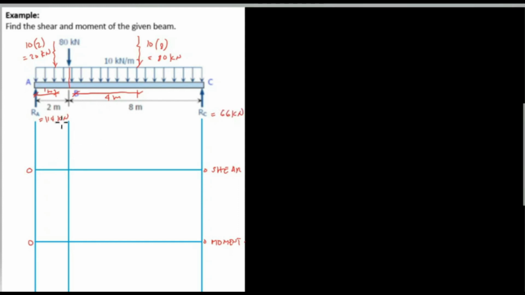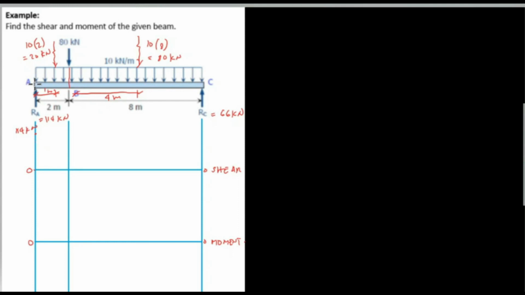We have the reaction values, where RA is equal to 114 kilonewtons and RC is 66 kilonewtons. We start at 0 to the left, and from point A, we have a reaction A, which is 114 kilonewtons, and it is upward. So the direction is from 0 up to 114. And this is, for example, 114 based on the graph, and this is RA.